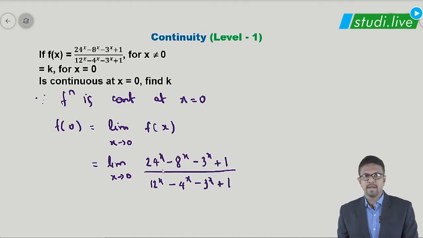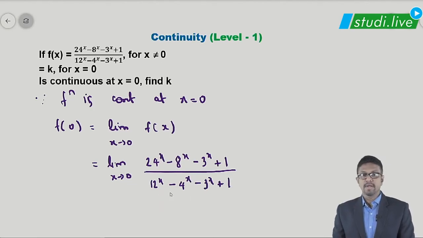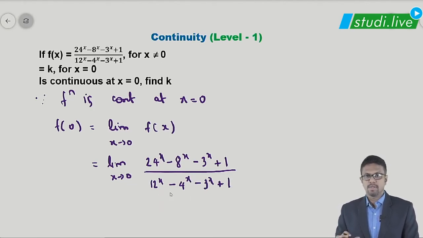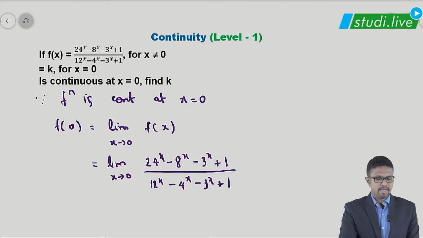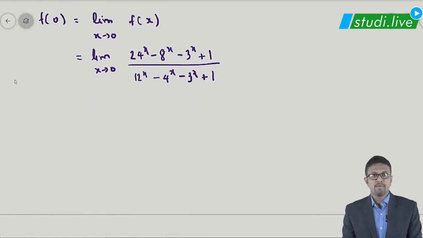Of course, I can take 8 raised to x common in this part, 4 raised to x common in this part, so that we can get it as a multiple. Okay, so we can get it as two factors that are getting multiplied over here. Now f of 0 was the value of k actually. So I can start writing this as k. So k is equal to limit x tends to 0.